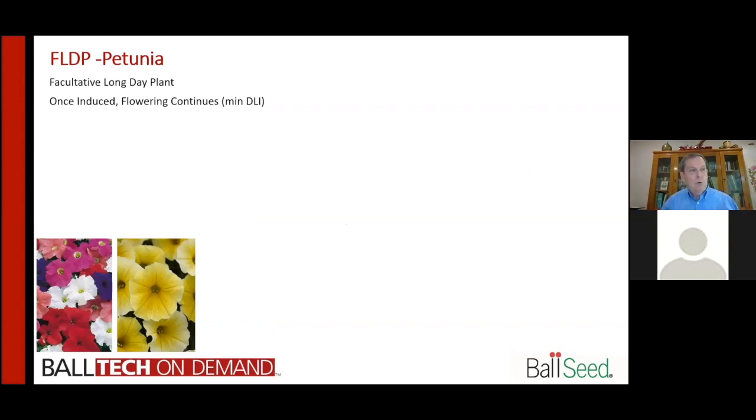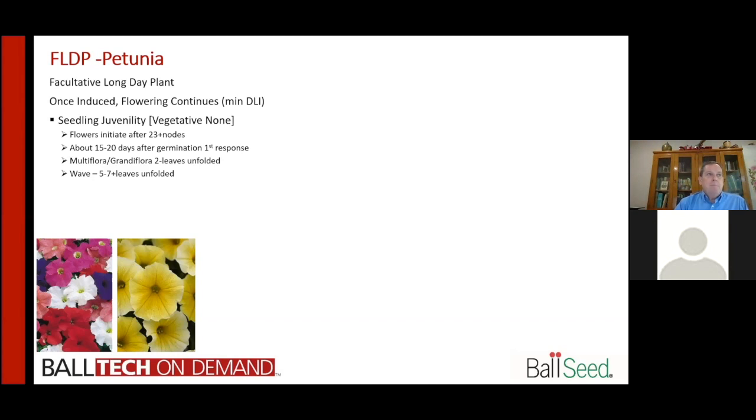And it's really important to understand these, because sometimes you wonder, I put lights on them and nothing happened, or they're just flowering even though I did nothing. Remember, once you've induced a petunia, they're going to continue to flower indefinitely if there's a minimum light intensity.